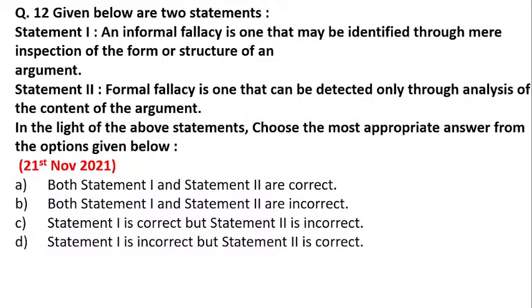An informal fallacy is one that may be defined through mere inspection of the structure or form of an argument. Okay, an informal fallacy.